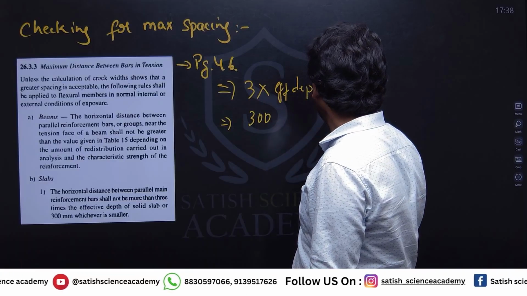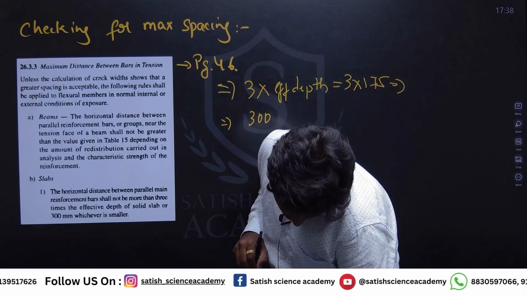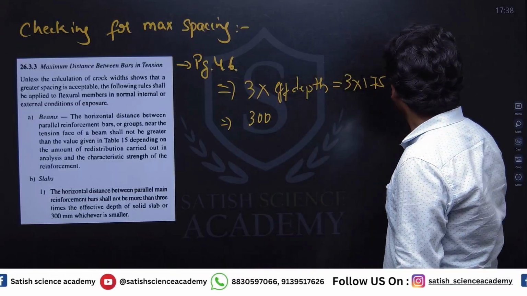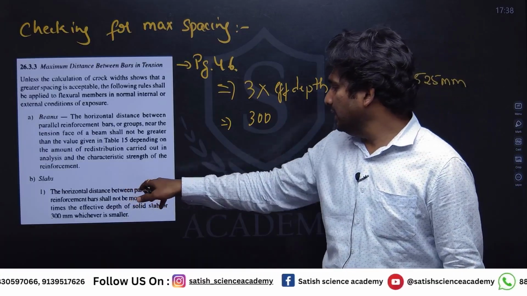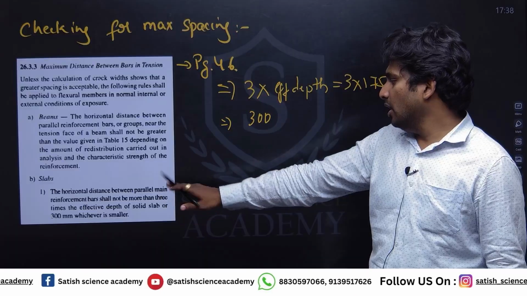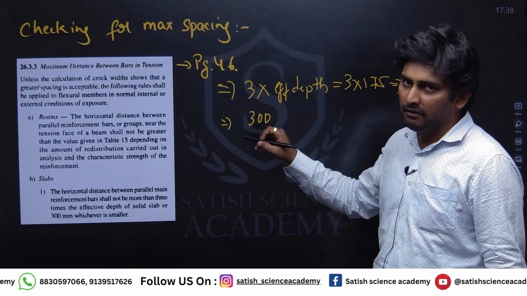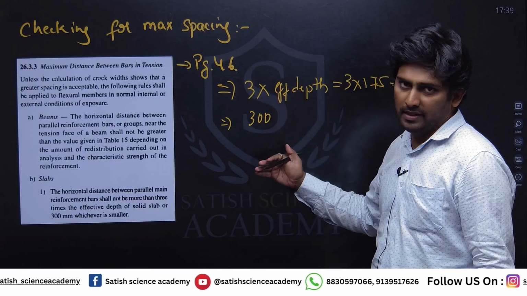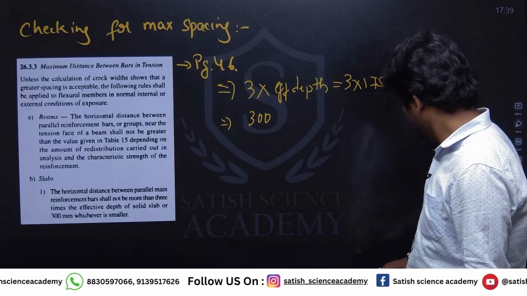So 3 into effective depth, which is 175, this value will be 525 mm, or another is 300. So the horizontal distance between reinforcement shall not be more than 300 mm or this value, whichever is smaller. So AST provided is sufficient. Matlab the spacing provided is within these two limits. Okay, within these two values, that is 200 is sufficient.